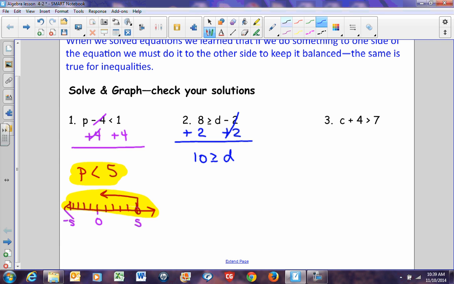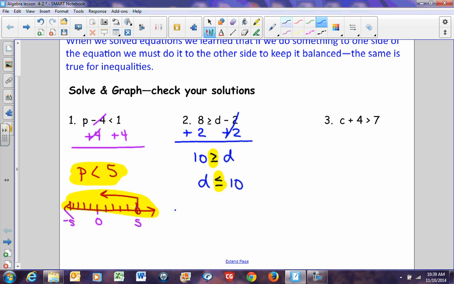Most people don't graph well when the inequality is written backwards, which means the variable is not written first. So I'm going to rewrite this so the variable is written first. D is less than or equal to 10. All you need to do is make sure the inequality symbol here is open toward 10 and pointing toward D. Same thing here. Open toward 10 and pointing toward D.